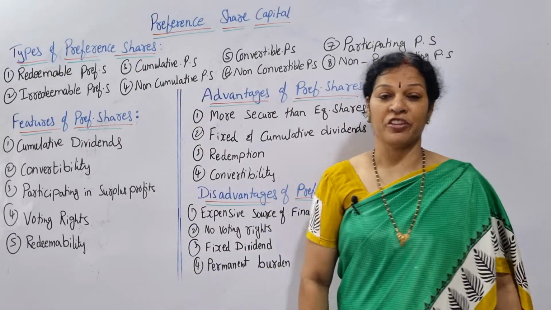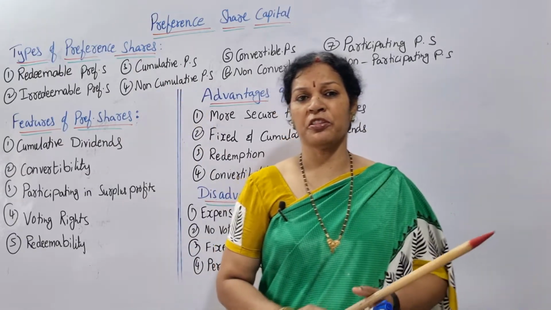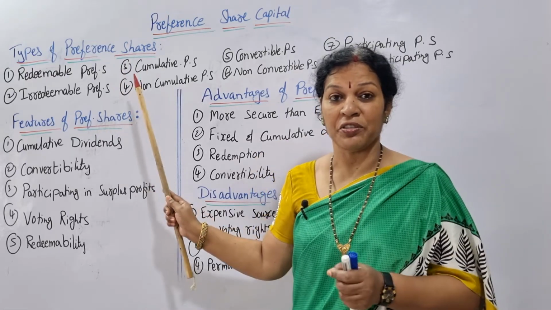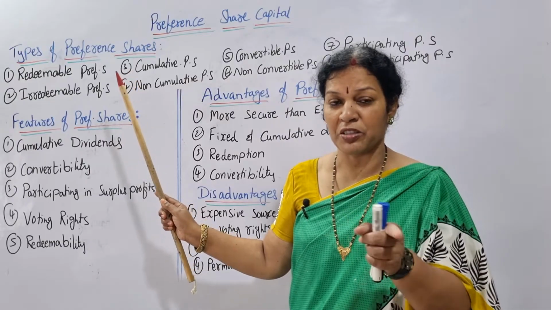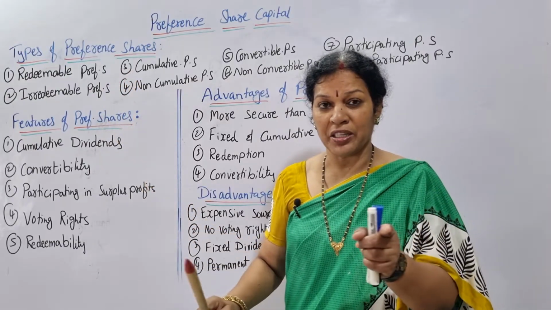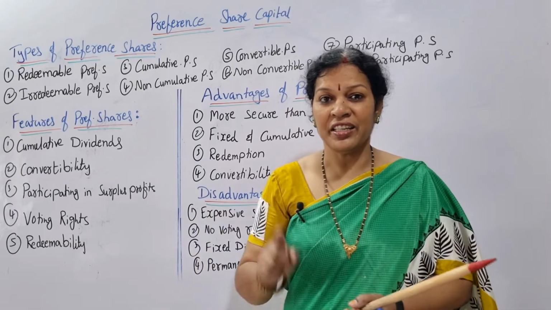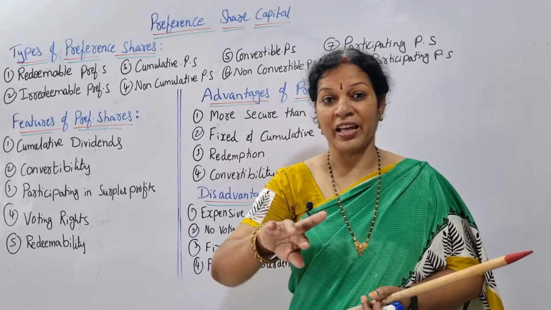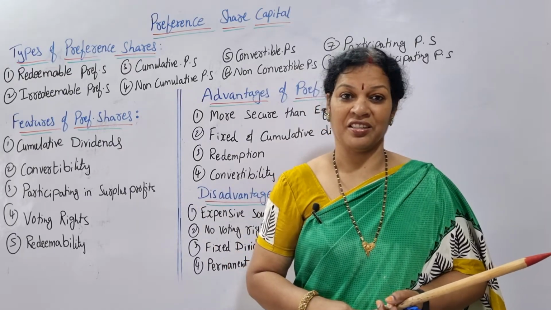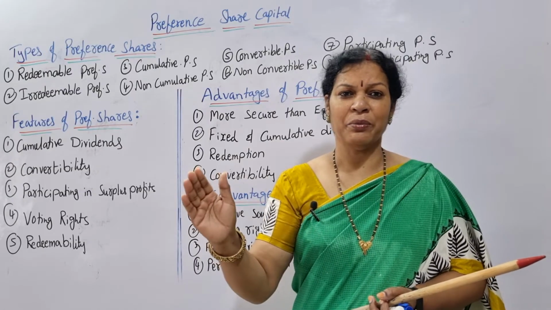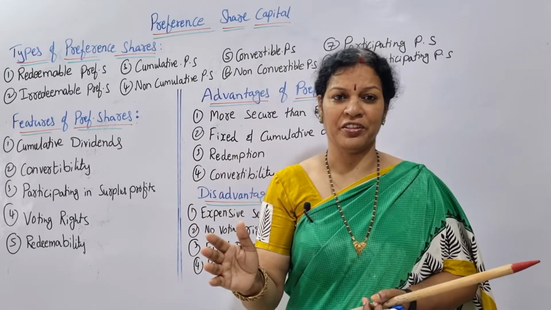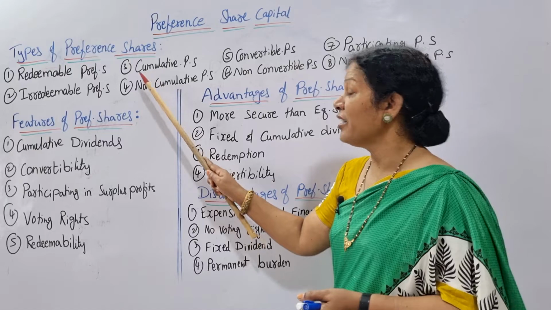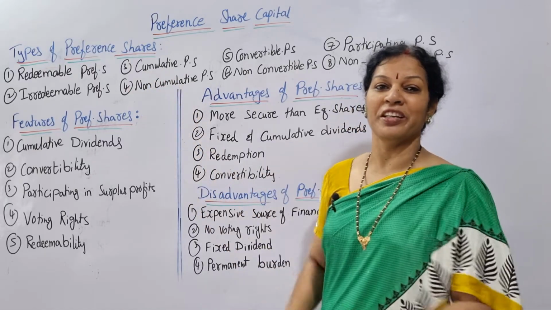Third one is cumulative preference shares. Cumulative preference shares means whenever the company gets profits, whoever has purchased these shares has the right to take the dividend every year. In case in any year there is a loss and they are unable to distribute the profits, they are going to take it in the next year. Whenever they don't get the dividend amount, next year they are going to get it. That is why we say cumulative. Every year it will be accumulating.